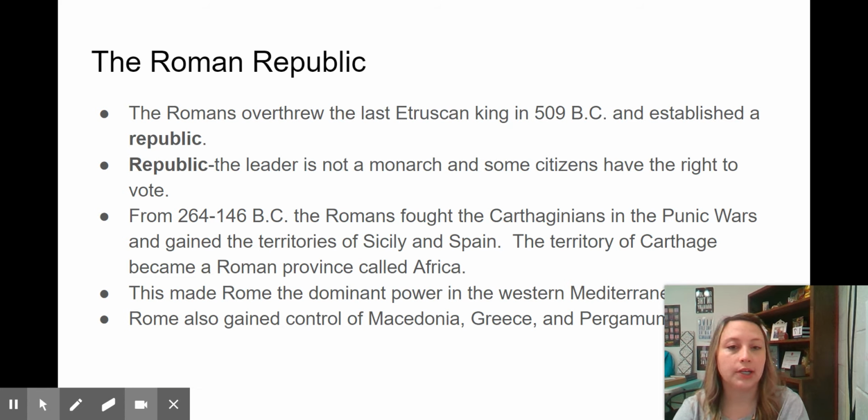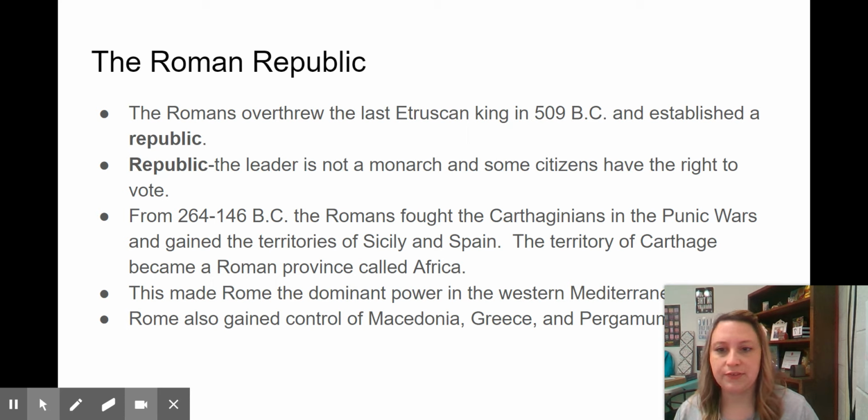So if you have a republic, it just means that you don't have a king or a queen, and some of your citizens have the right to vote. So you have something similar to an emperor, a president, some sort of leader, and people actually can vote to decide who your leader is going to be.